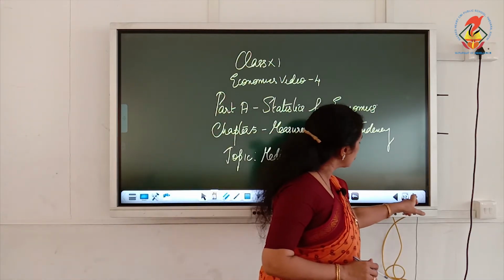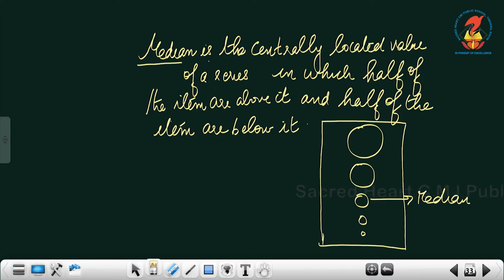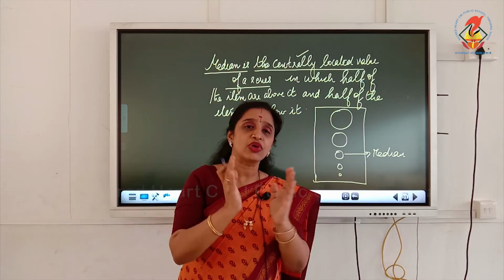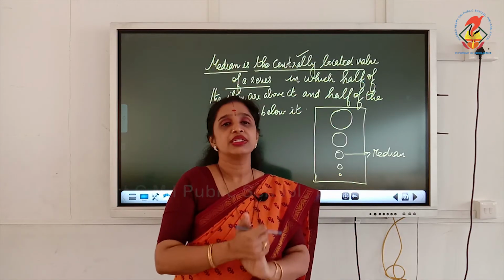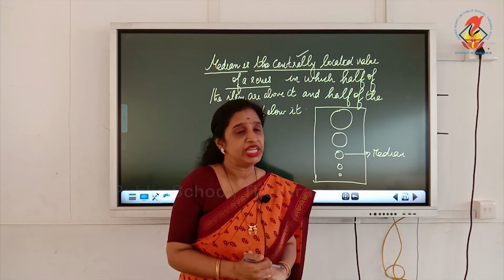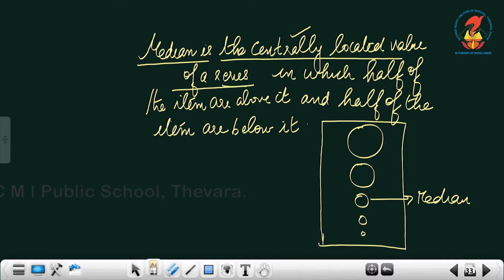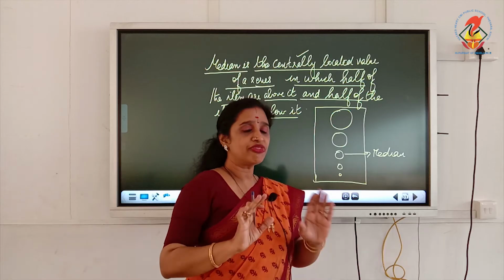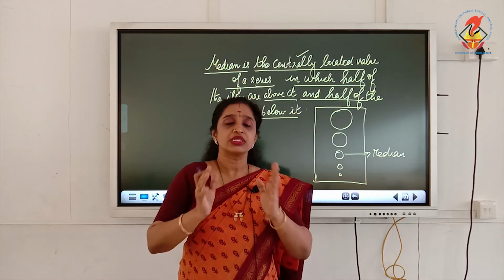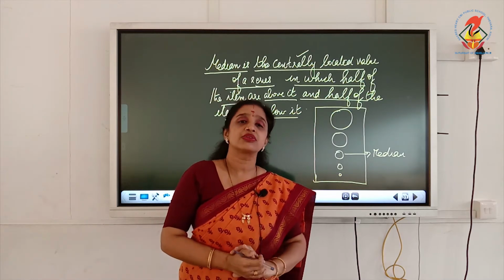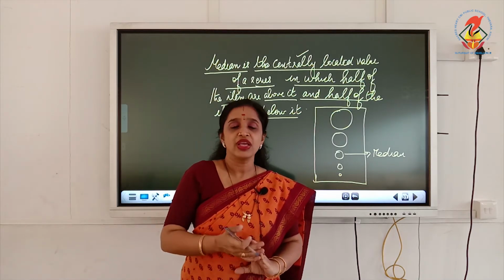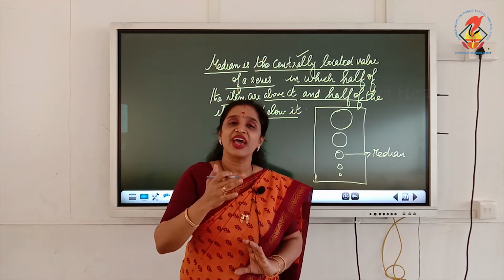What is meant by median? Let us see the definition. Median is the centrally located value of a series. If a series is given, that centrally located value is known as the median, in such a way that half of the items are above it and half of the items are below it.